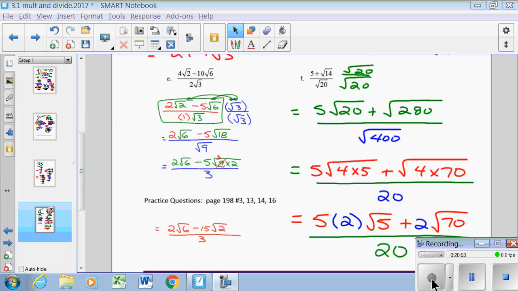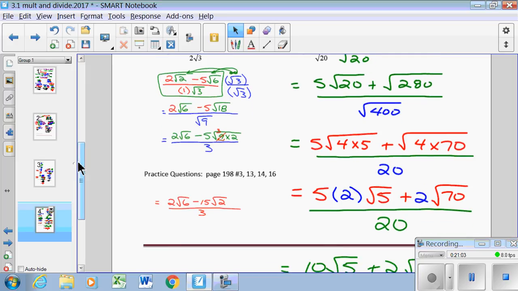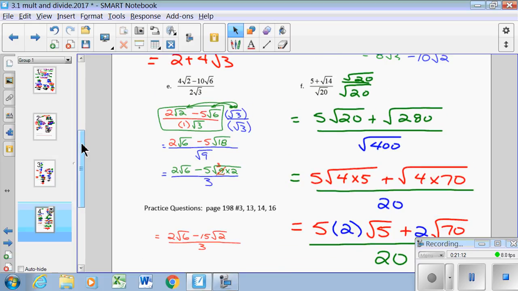Hey, let's see how you did. There's a variety of ways to do this. I picked multiplying the bottom by root 20 and the top by root 20, just so that I could get square root of 400, and the square root of 400 turns into whole number 20. Root 20 times root 20 will give me 20. When I multiply the top by root 20, I have to make sure I go 5 times root 20 and root 14 times root 20. So that's where 5 root 20 and root 280 come from.